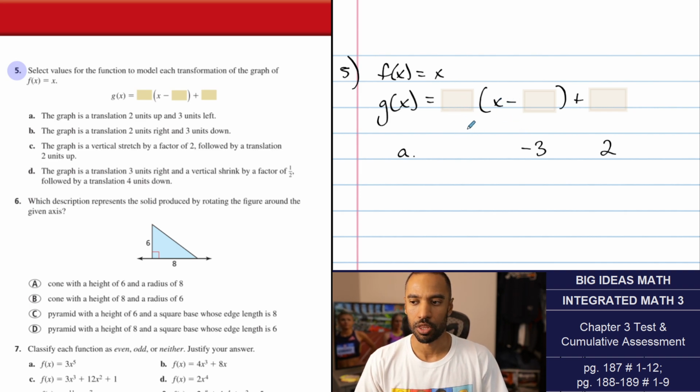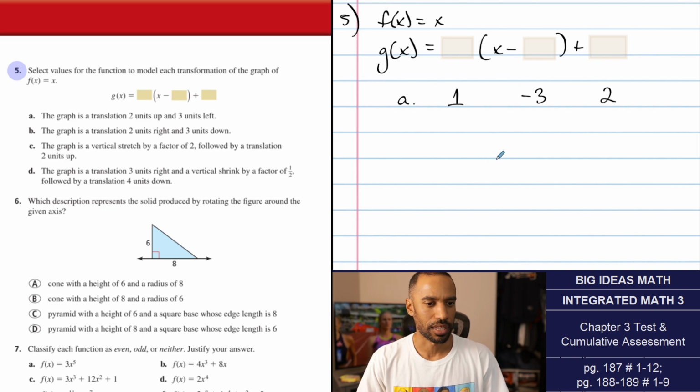You can't put nothing here, otherwise this thing wipes out. So this thing's just going to be a 1, right? There's no vertical stretch, no change, no stretch, anything like that. So that would be A.